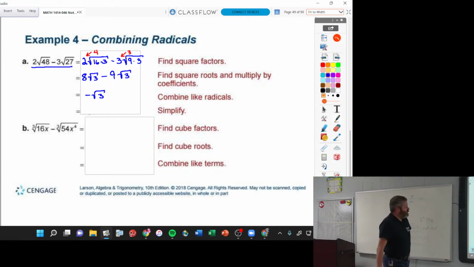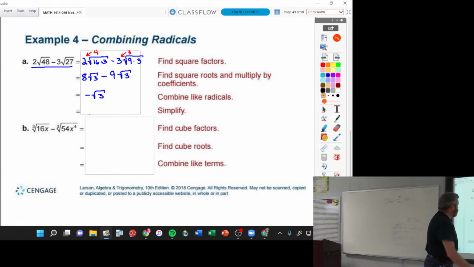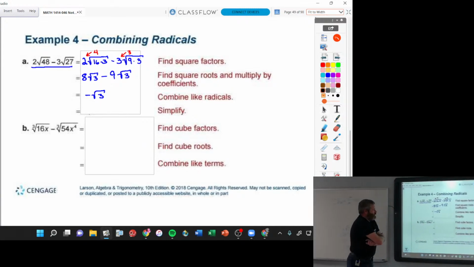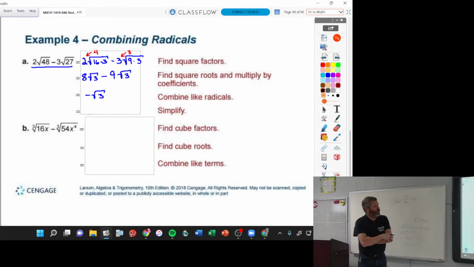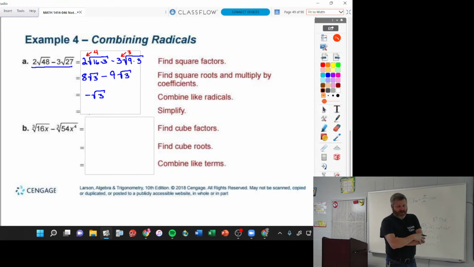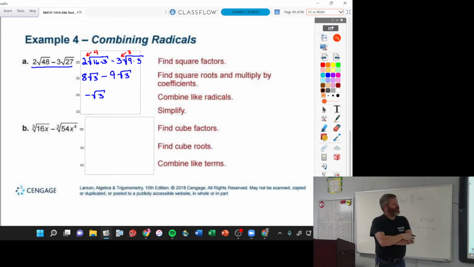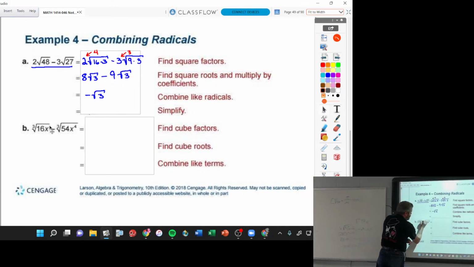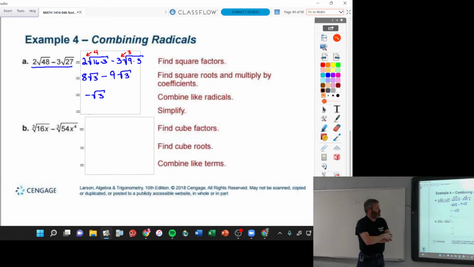Part B, we are doing cube roots. Now I'm just going to go ahead and move this box and then talk about this one. So are there any perfect cubes that go into 16x? Well, I can't do anything with the x because 3 does not go into 1. Because remember, that is x to the first power. However, 16.